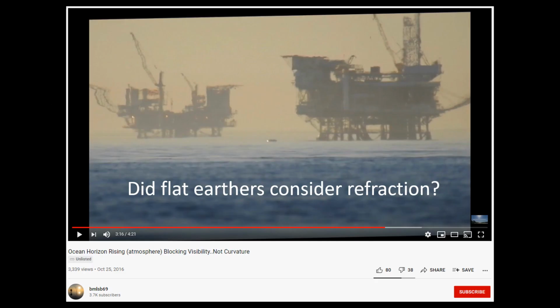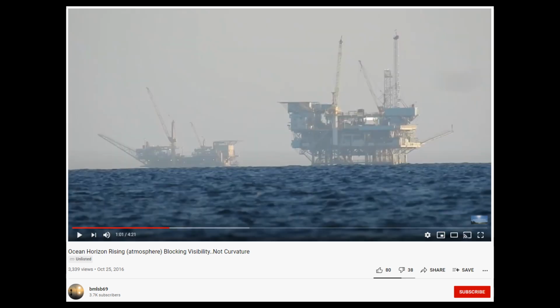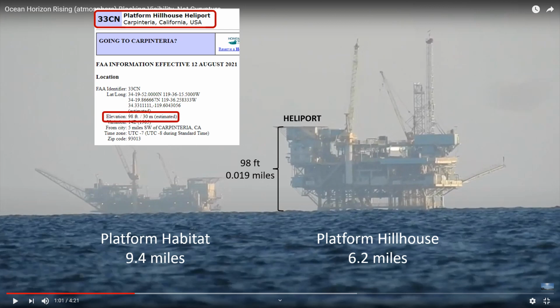Now I want to compare this to what we saw in the Black Swan photograph because we actually asked flat earthers the exact same question. Now this is from the original video from BML SB69, and he actually said that on most days this is what he saw. So I did some research. All of these platforms have a heliport on them, and on Platform Hill House, that heliport is about 98 feet above the surface of the water.